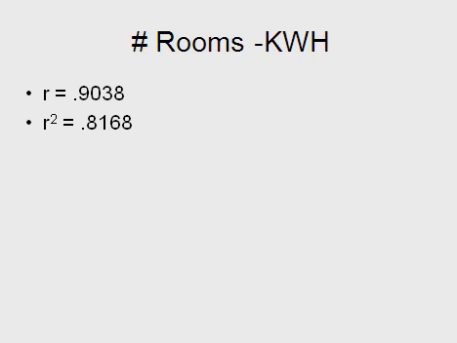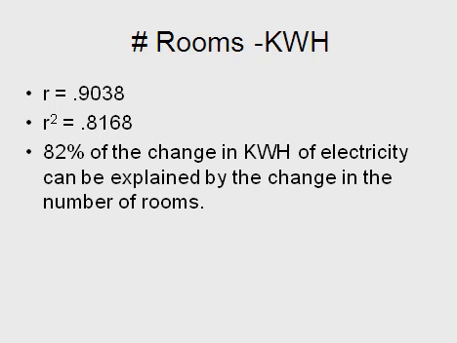Now, in the number of rooms and kilowatt hours, we had an R of 0.9038. If we square that, we get 0.8168. And we would interpret that 82% of the change in kilowatt hours of electricity can be explained by the change in the number of rooms. So 80% of our observed change in kilowatt hours can be explained by the change in the number of rooms in a house.